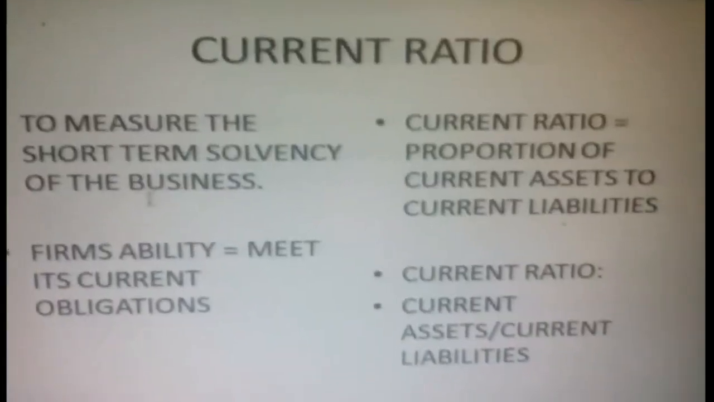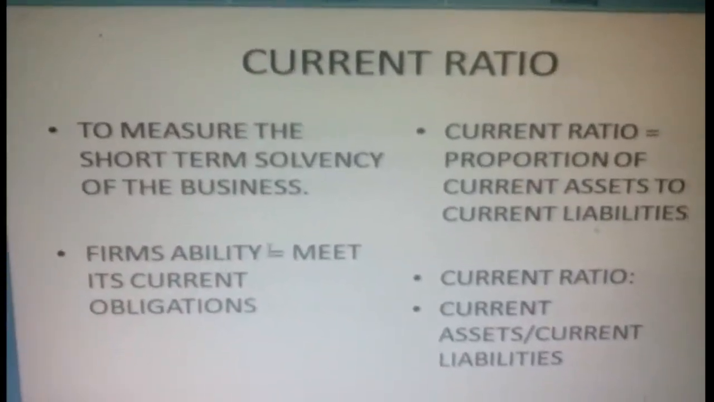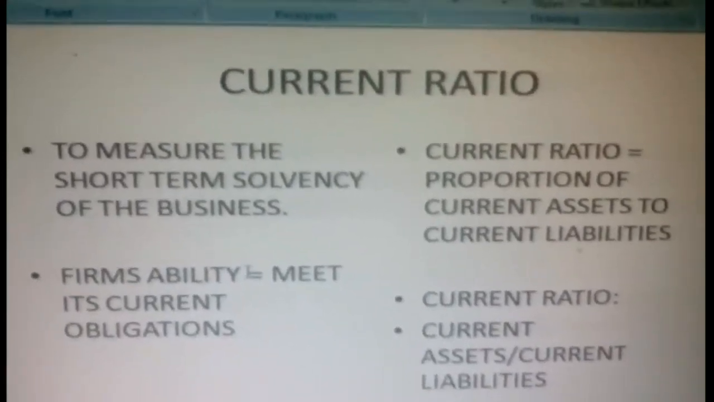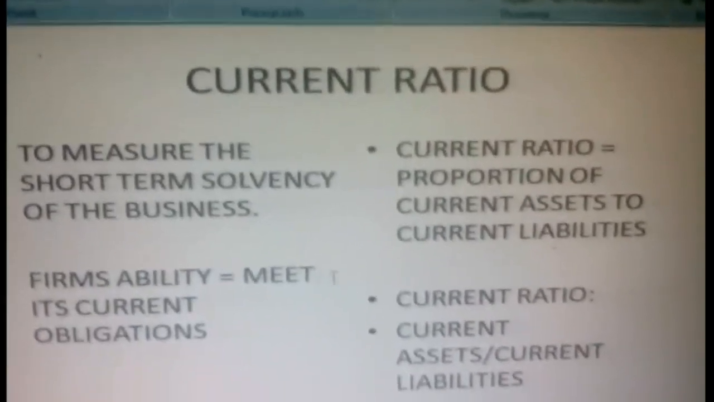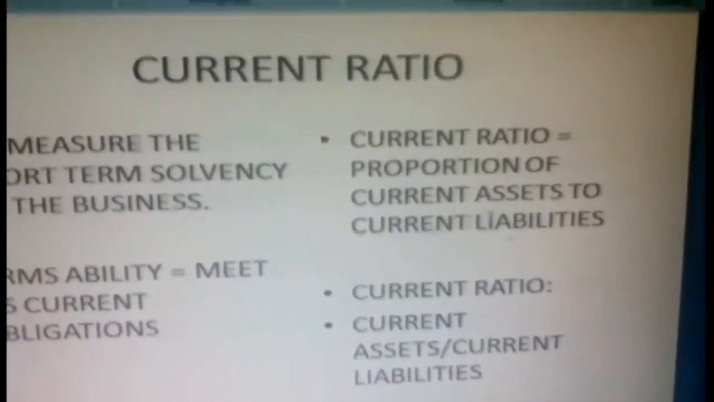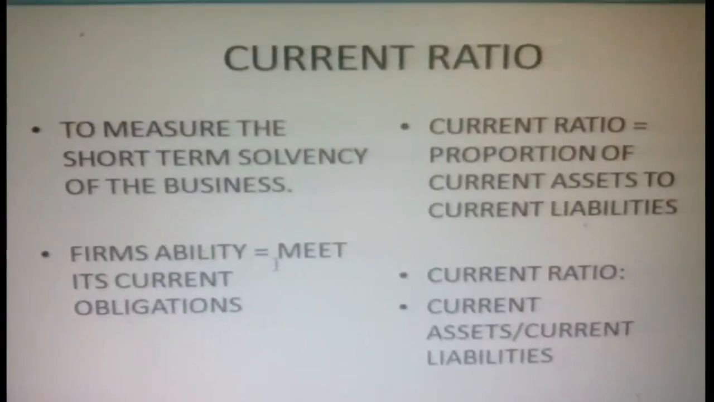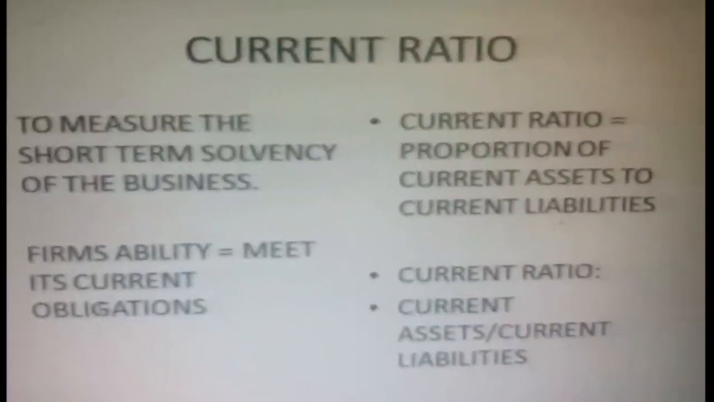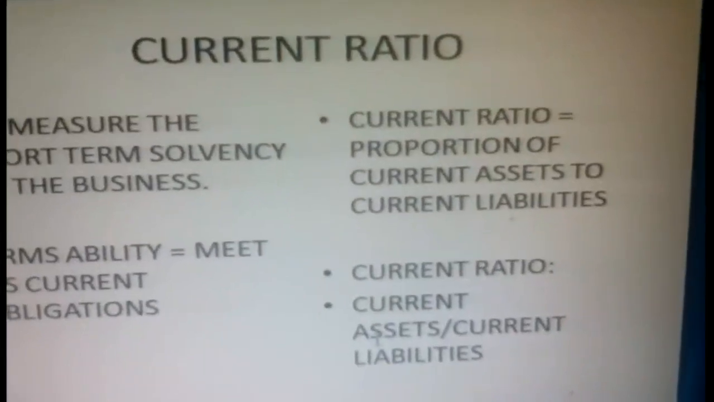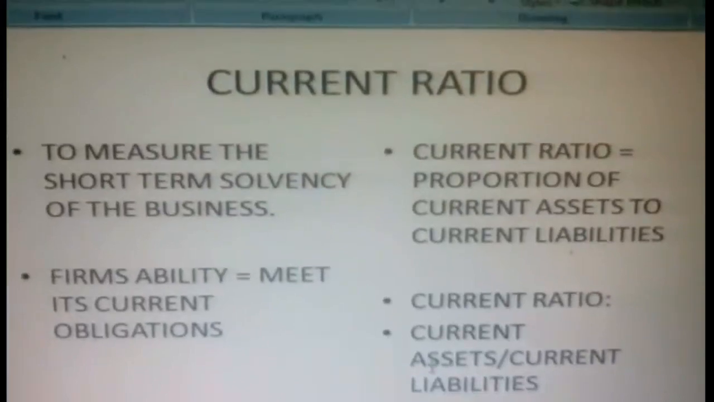What is the meaning of current ratio? It measures the short-term solvency of the business. Day-to-day working capital is what we calculate, so the current ratio is very important. What is current ratio? It is nothing but the proportion of current assets to current liabilities, the firm's ability to meet its current obligations. What is the formula? Current ratio is equal to current assets divided by current liabilities. That's also a very important ratio.